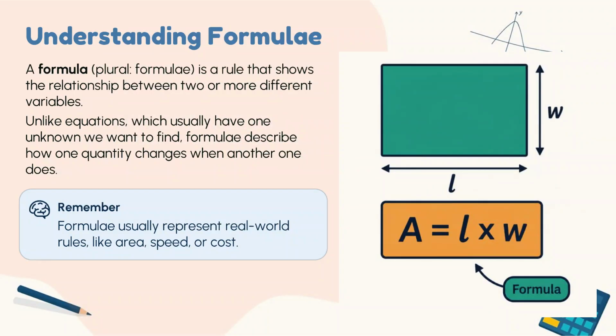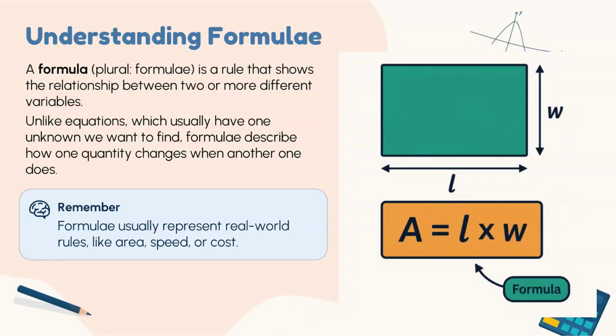Now let's look at formulae. A formula is a rule that shows the relationship between two or more variables. The plural of formula is formulae. Formulae are often used in real-world situations. For example, the formula for speed is speed equals distance divided by time. The formula for the area of a rectangle is area equals length times width.